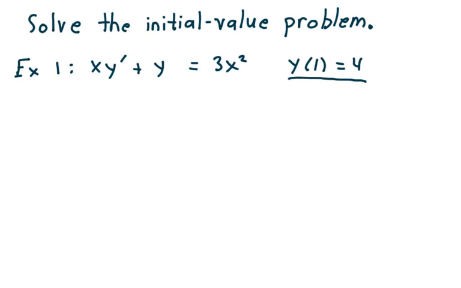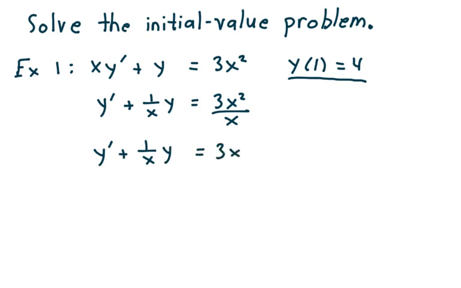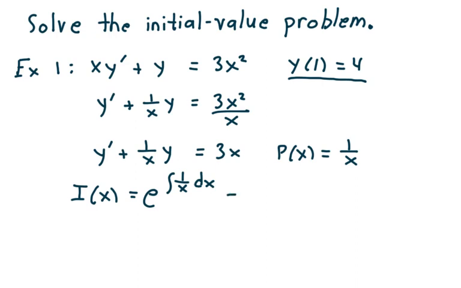And so what we want to do is the following. We want to divide both sides by x. And so y prime plus 1 over x y is 3x squared divided by x. And so y prime plus 1 over x y is equal to 3x. So in this problem, notice that p of x is equal to 1 over x. And so my integrating factor is I of x equals e raised to the integral of 1 over x dx. But this is equal to e to the natural log of x, which is equal to x.